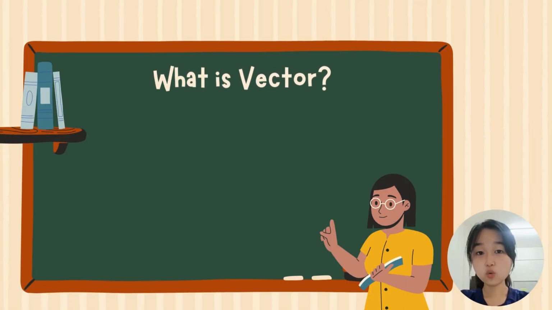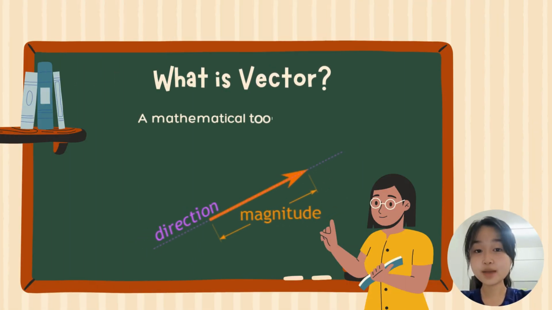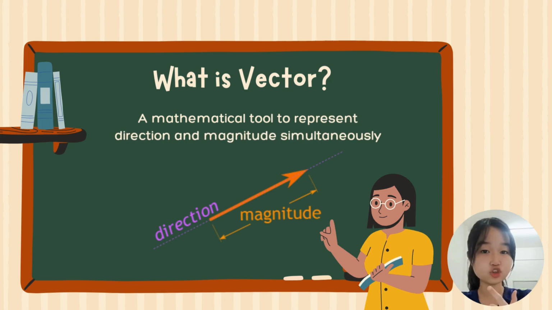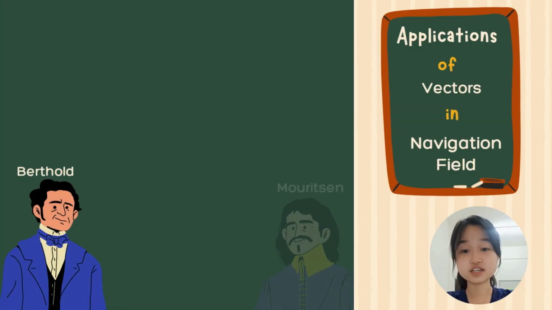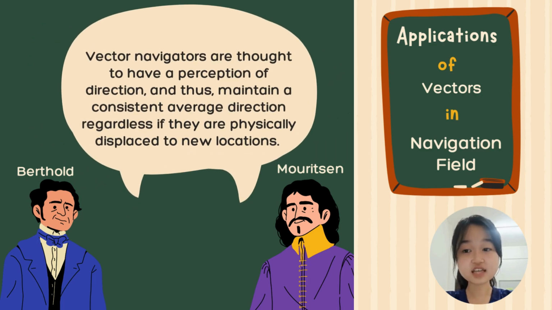First of all, what is a vector? Actually, a vector is a mathematical tool to represent direction and magnitude simultaneously. According to Berthold and Morrison, vector navigators are thought to have a precision of direction and thus maintain a consistent average direction regardless of whether they are physically displaced to new locations.